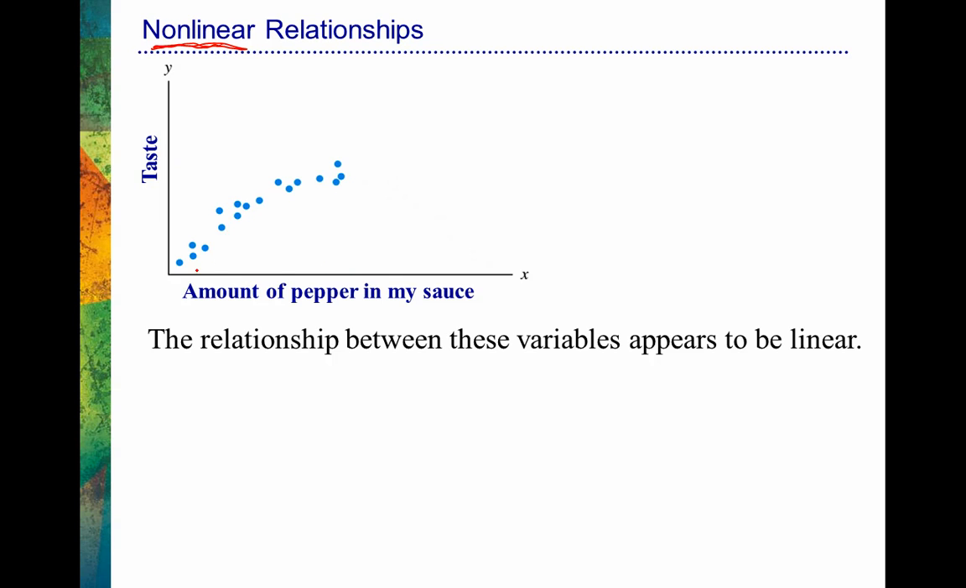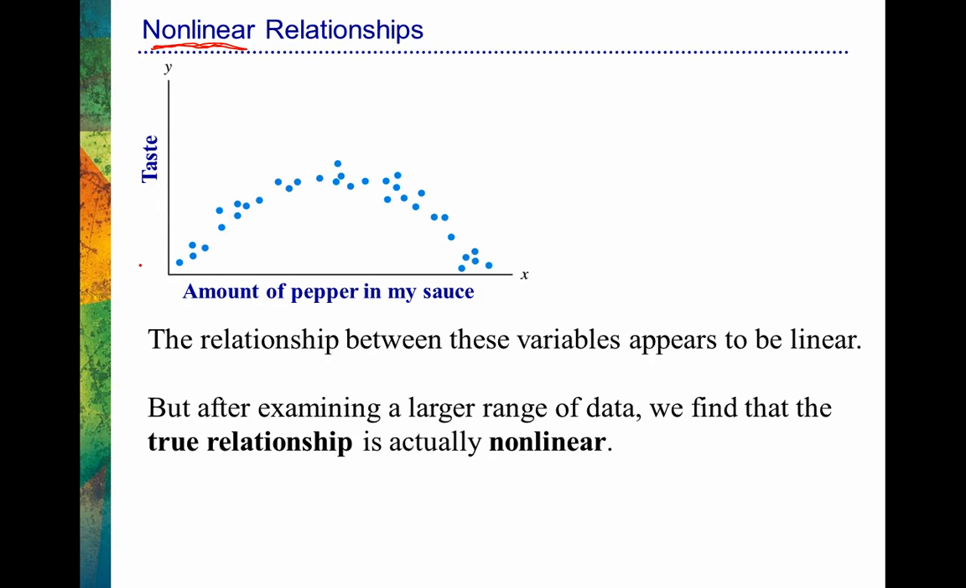The more pepper we put in, the more I seem to like it. Because when there's a lot of pepper, my taste rating is higher. When there's a little pepper, my taste rating is lower. However, if we were to look at more data, we would actually see a curvilinear relationship. Because once you start putting in too much pepper, now my taste ratings start going down.